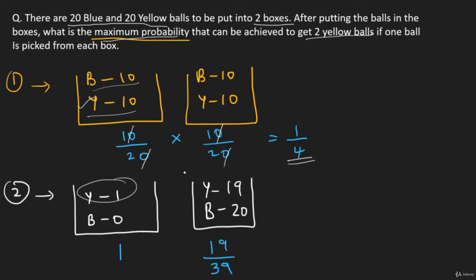And therefore, the probability to get one yellow ball from here and one yellow ball from here will be 1 into 19 by 39. And this is approximately 1 by 2, right? If it's 19 by 38, it would have been 1 by 2 exactly. So this is approximately 1 by 2. It will be a little bit lower than 1 by 2. And this is the maximum probability that can be achieved, right? Therefore, the answer is approximately 1 by 2.